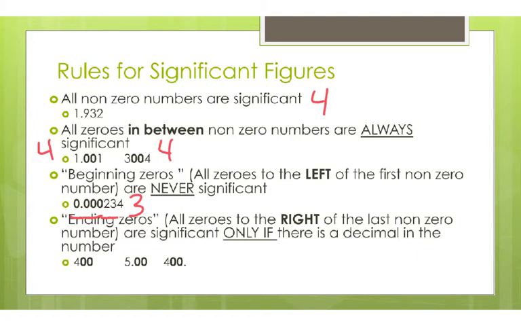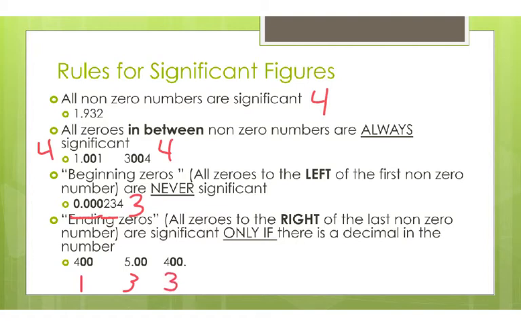Take a look at the 3 examples. On all 3 examples, you have zeros that are at the end of a number. So all we have to do is figure out, is there a decimal somewhere in the number? And if there is, those zeros will count. In the first number, 400, there are zeros at the end, but there's no decimal, and therefore they don't count as significant. So there would only be 1 significant figure. In the second number, 5.00, there are zeros at the end, and there is a decimal in the number. Therefore, those zeros are significant, and in total, there are 3 significant figures. Finally, there's a 400 point. Those zeros are at the end, and since there is a decimal in the number, those zeros do count, and there are 3 significant figures.